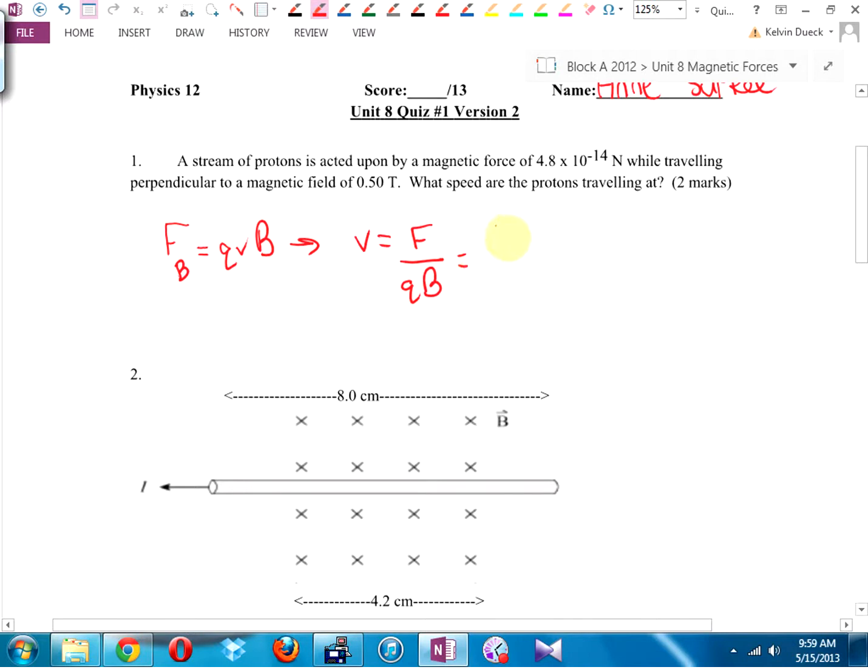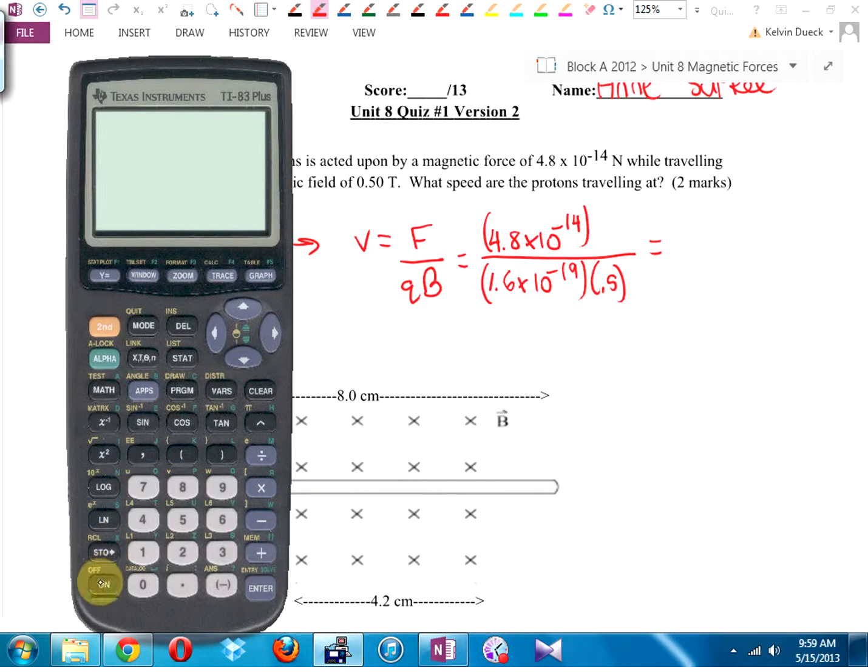They gave me the force, 4.8 times 10 to the negative 14. They didn't tell me the charge. However, they told me it's a proton, so they don't need to tell me the charge. That's from my formula sheet, my data sheet. And the magnetic field, pretty big, half a Tesla. 4.8 times 10 to the negative 14 divided by bracket 1.6 times 10 to the negative 19 times 0.5. Oh, holy smokes, not often something works out evenly. This is going to be 6.0 times 10 to the 5.